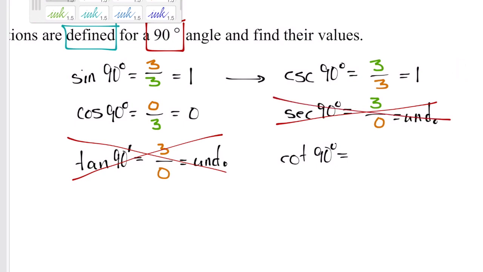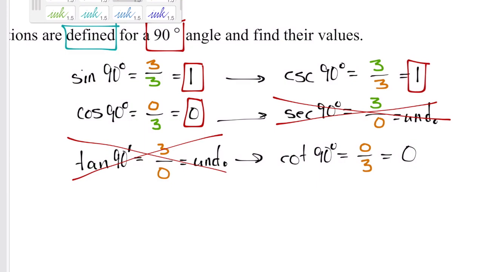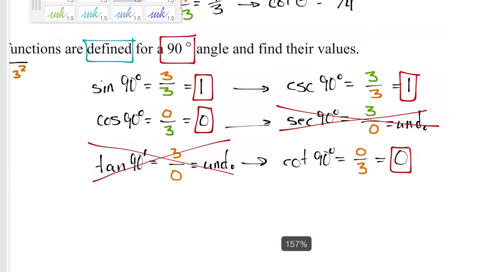In my cotangent, I'm still flipping my y over my x to get x over y, which means I have 0 over 3 now, which is defined. It is 0. So this is why I like to write it out so then I can see all of that flipping action whenever I go from one to the reciprocal. And then that's it. We're done. I have my actual values that we could find, and I crossed out the ones that would be undefined.